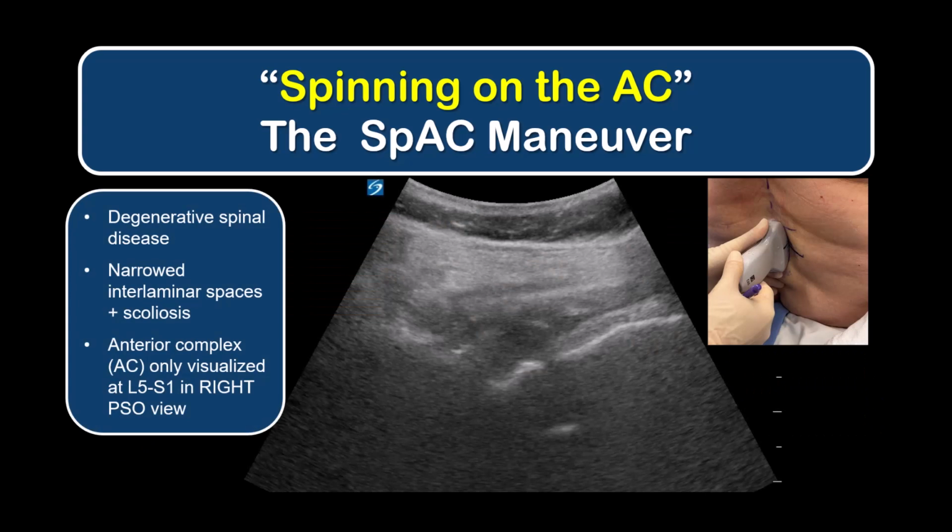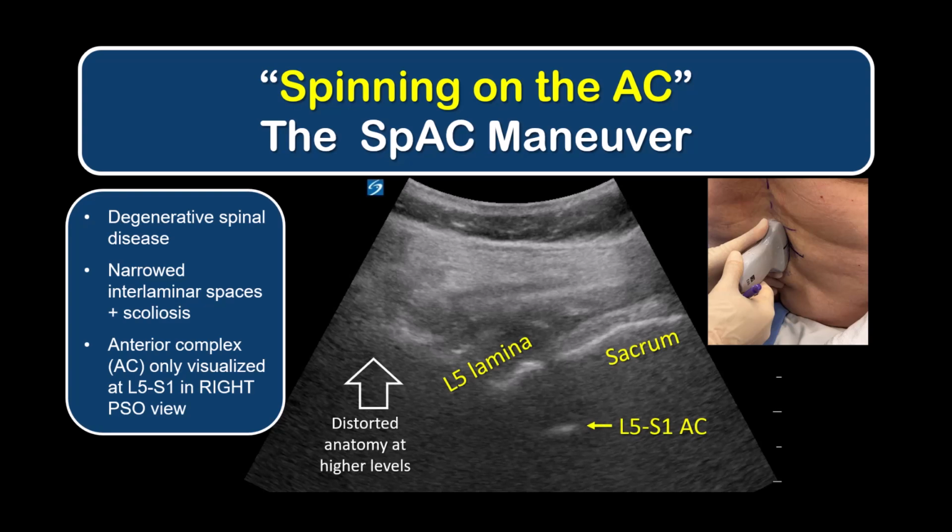The spinning on the AC maneuver is demonstrated here on an elderly patient who was discovered on pre-procedural ultrasound scanning to have degenerative spine disease with severely narrowed interlaminar spaces and a rotational lumbar scoliosis. We were, however, able to obtain a good image of the anterior complex in the right parasagittal oblique view at the L5-S1 space.